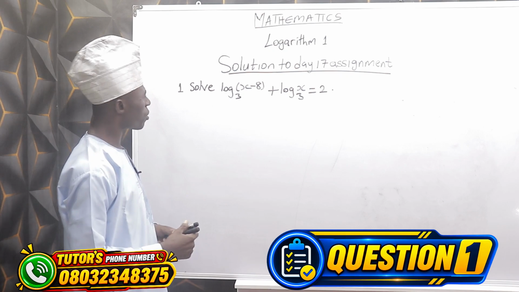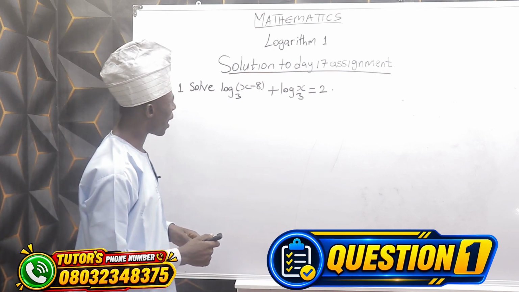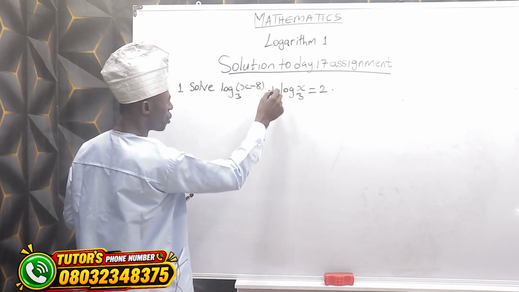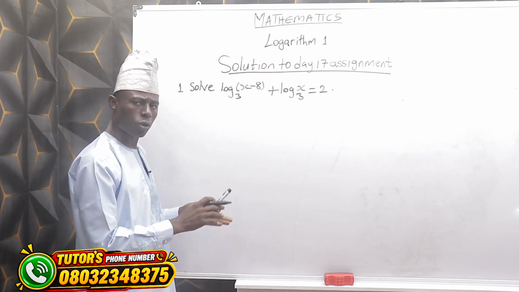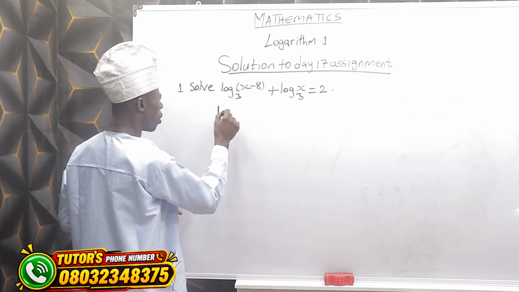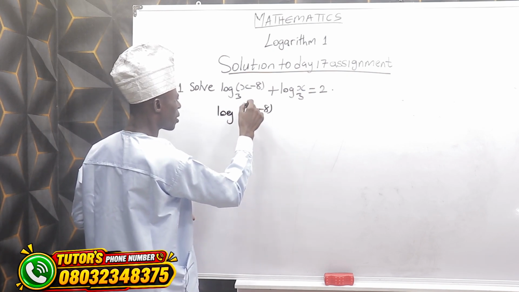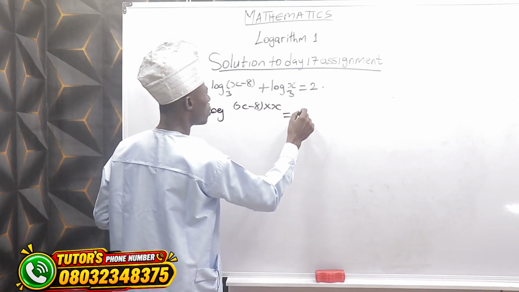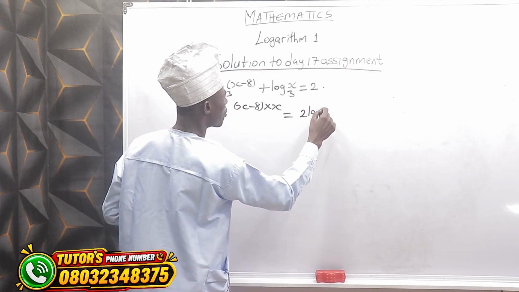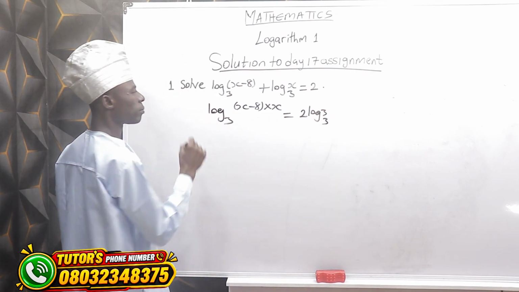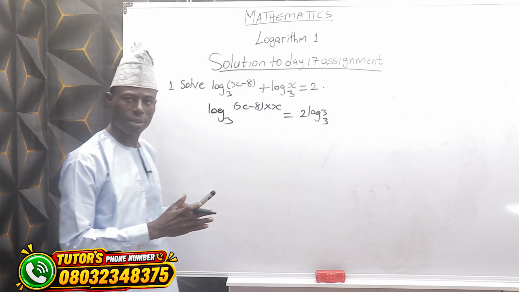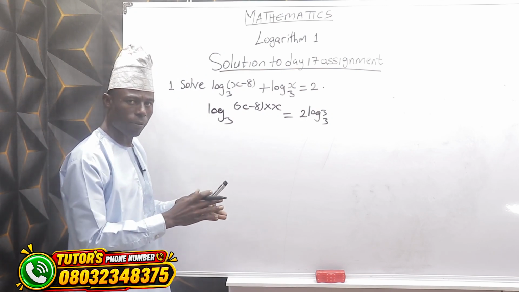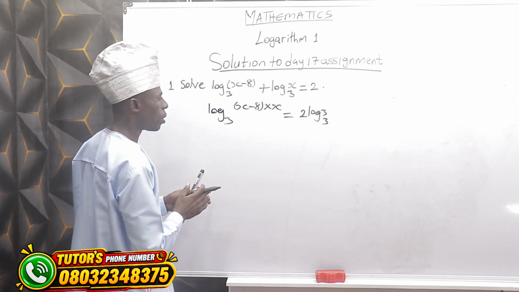Solve log (x minus 8) base 3 plus log x base 3 equals 2. This is addition, so we turn it to multiplication. So you have log (x minus 8) times x equals 2 log 3 base 3. The reason why I use this format, I may choose not to use it, but I want you to be very versatile with all the approaches we have.